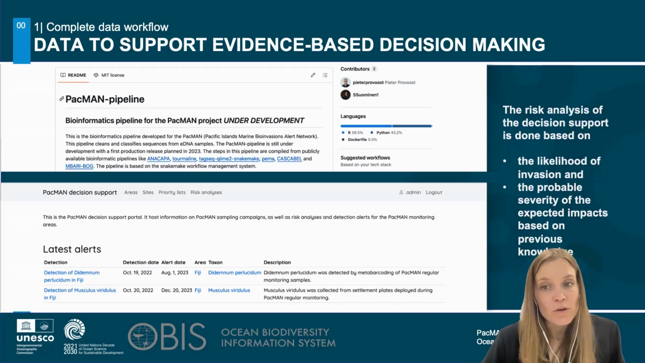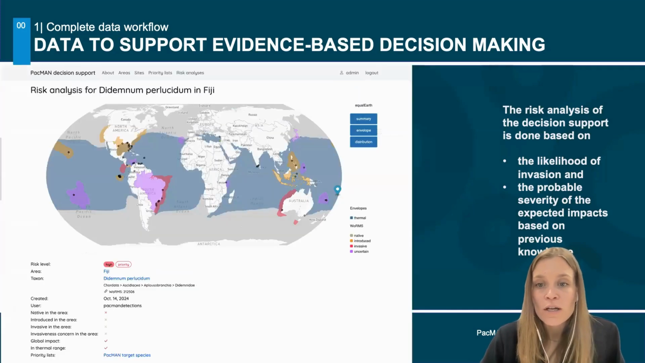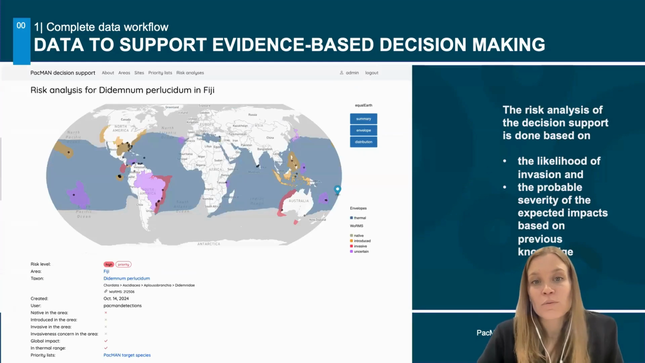As you can see here, all of our workflows are open access. So the PacMAN bioinformatics pipeline is on GitHub and can be easily accessed and used from there. And in addition, all of our workflows for the decision support tool will also become available. Now, just to show you a short look at what this will actually look like.